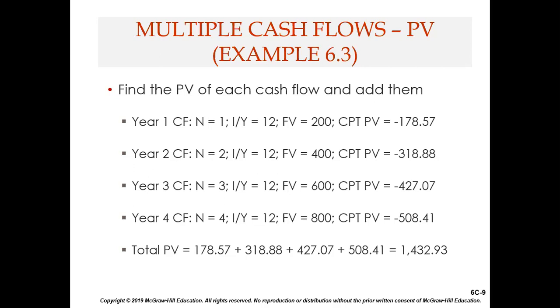So it says, how much is it worth? You are offered an investment that will pay you $200 in 1 year, $400 the next year, $600 the next year, and $800 at the end of the fourth year. Assume there's a 12% interest rate. What is the most you should pay for this investment? So it's saying, pay us today. You're going to get $200 at the end of year one, $400 at the end of year two, $600 at the end of year three, and $800 at the end of year four. How much should you be willing to pay, assuming there's a 12% interest rate?